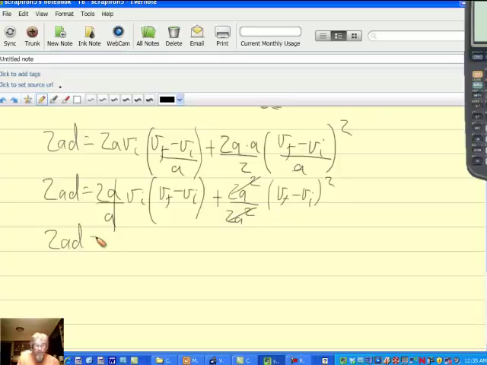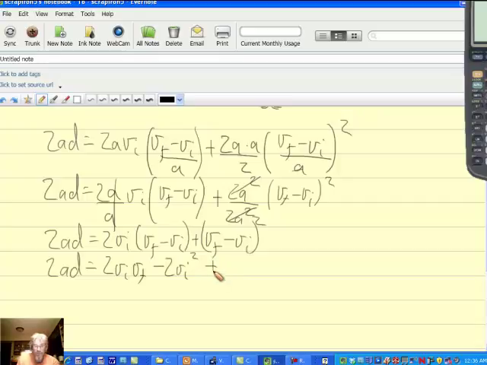So I can rewrite this as 2AD equals 2Vi times Vf minus Vi plus, that term's all gone now, so it's just Vf minus Vi quantity squared. Let's expand this. 2AD is, I'm going to distribute 2Vi among these two parts of this binomial here. So 2Vi Vf minus 2Vi squared plus, now I'm going to expand this with the good old-fashioned FOIL method. So it's Vf squared minus Vi Vf, minus another Vi Vf, so minus 2 Vi Vf, and then minus Vi times minus Vi would be plus Vi squared.